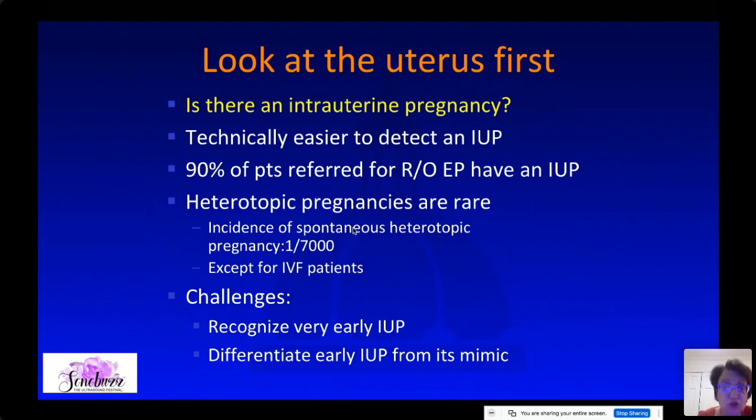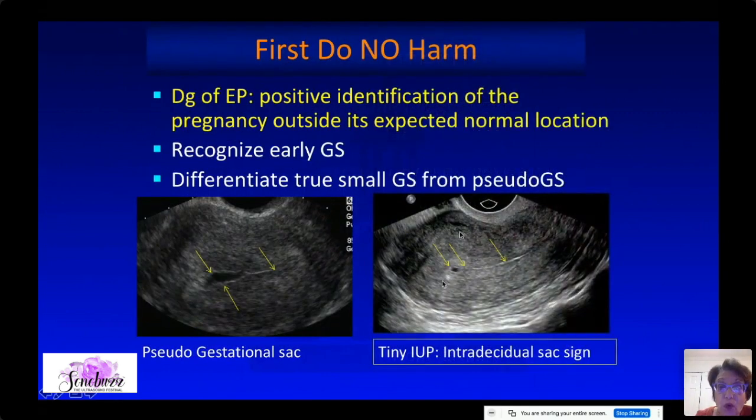So let's look at the first challenge, which is to learn to recognize very, very early IUP and differentiate it from its mimic. Here is an example of a very early intrauterine pregnancy. This is an intradecidual sac sign, a very small gestational sac. The reason I think it's a gestational sac is that it's just underneath the endometrium, and it has this subtle echogenic border, right? If I reported this case, I would say it's very likely a very early intrauterine pregnancy.